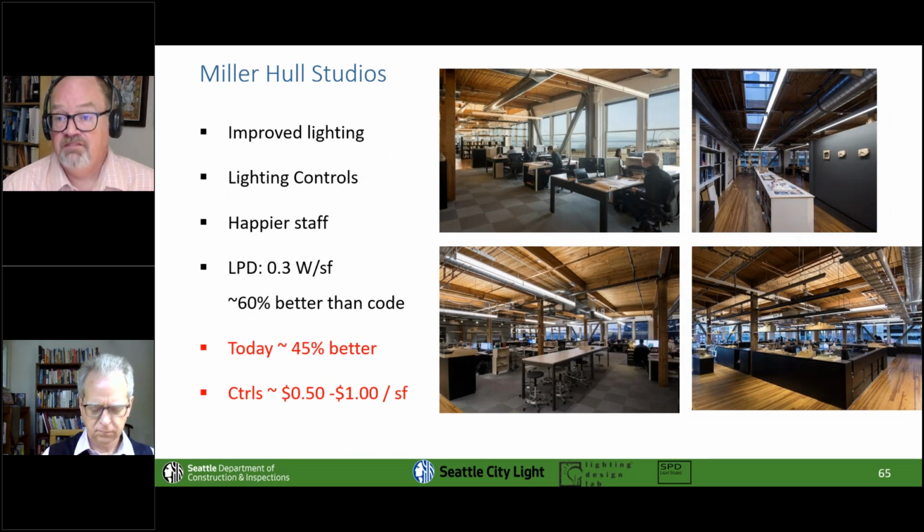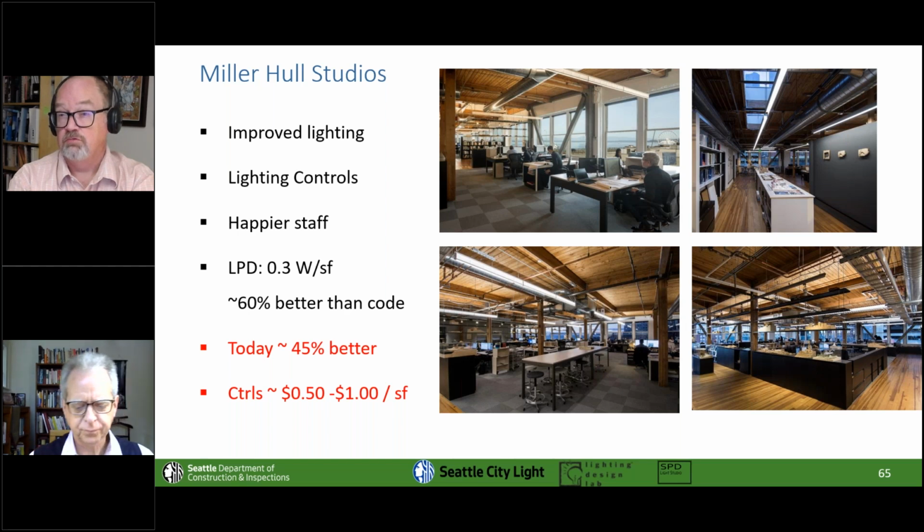So basically, Miller Hull opened the space up, got rid of a lot of internal partitions, right? We replaced all of the lighting. We replaced all of the lighting controls. We went from, I think it was 1.2 roughly watts per square foot down to a power density of about 0.3 watts per square foot across this entire floor. Now note, this building does have some pretty good daylighting, so that's certainly part of it.